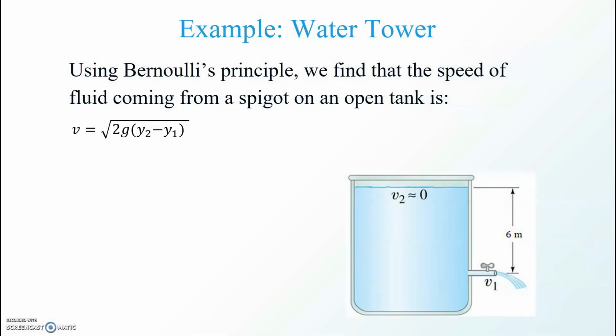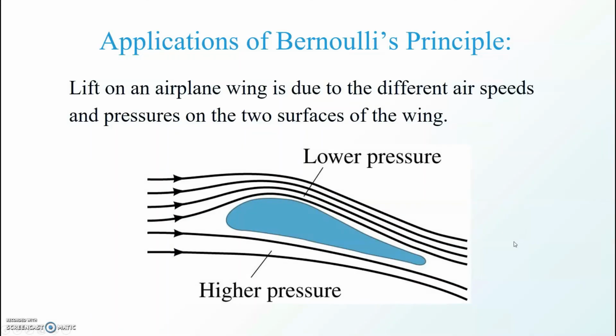We can do this exact same problem, and we can calculate it, where it just becomes the square root of 2 times 9.8 times the height difference, 6. That means I'm going to have a velocity of 10.8 meters per second.